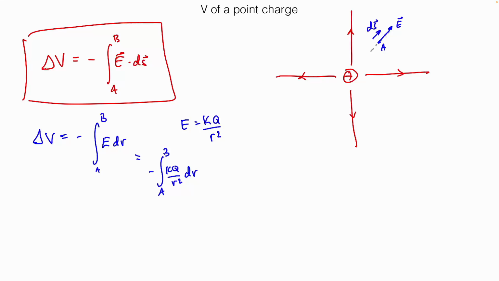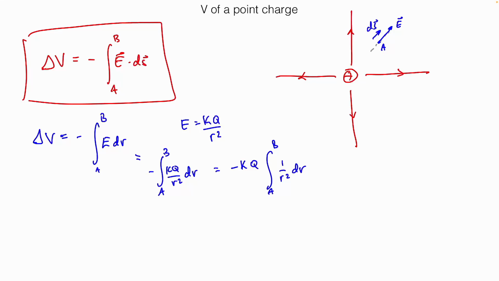And what's constant in that integral? k and Q. Okay. And then I have 1 over r squared dr. And we know what the integral of 1 over r squared dr is, don't we? Okay, so we can work that out.